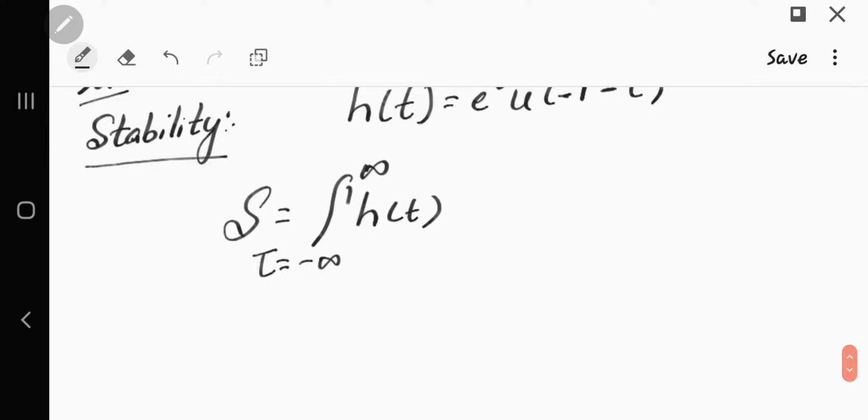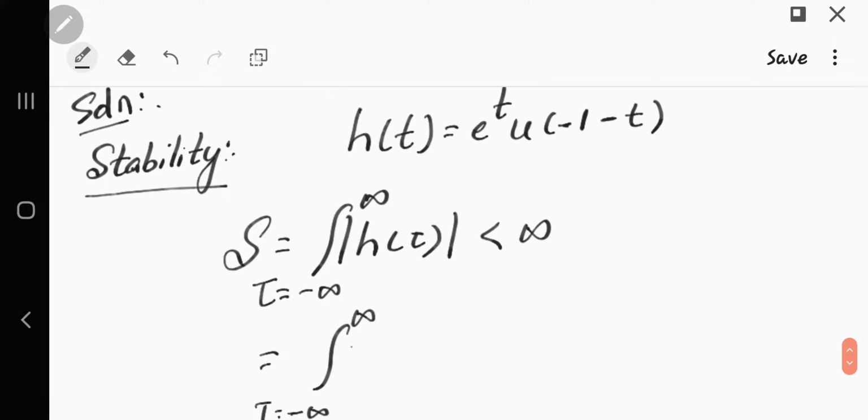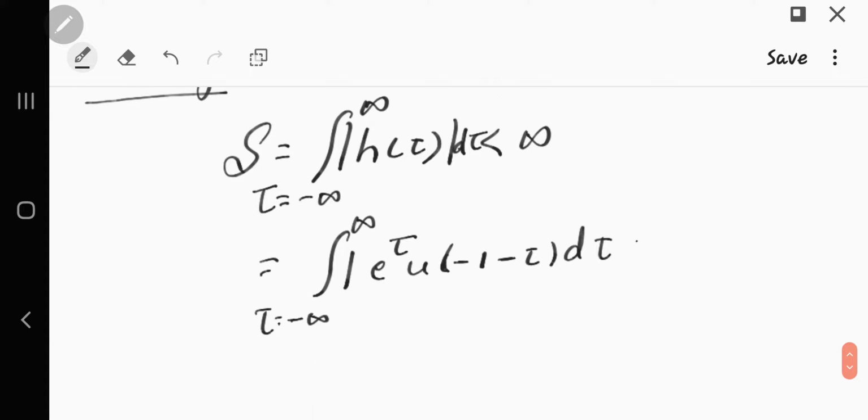So based on that, this is the integral of the absolute value of h of tau d tau, and this is the condition it should satisfy. Okay. So now let's substitute the value of h of tau. So tau is from minus infinity to plus infinity. H of tau is given, so express this in terms of tau: e to the power of tau, u of minus 1 minus tau, d tau. I forgot mentioning d tau here. So this is the condition.